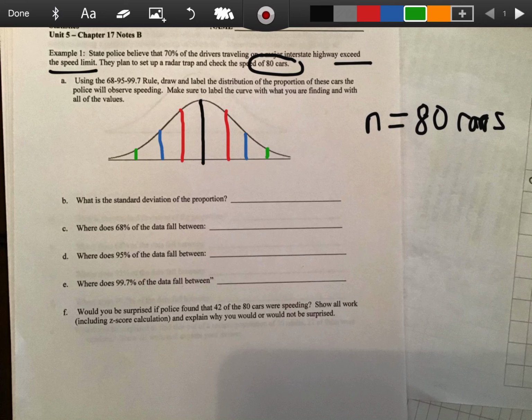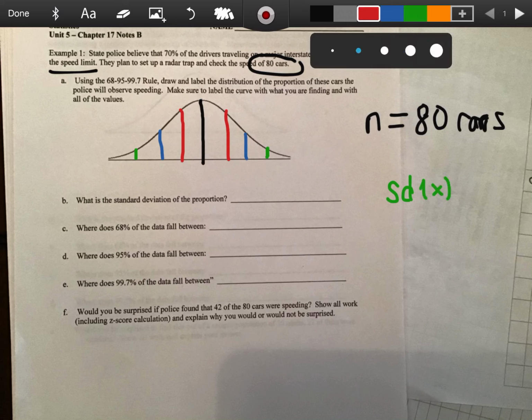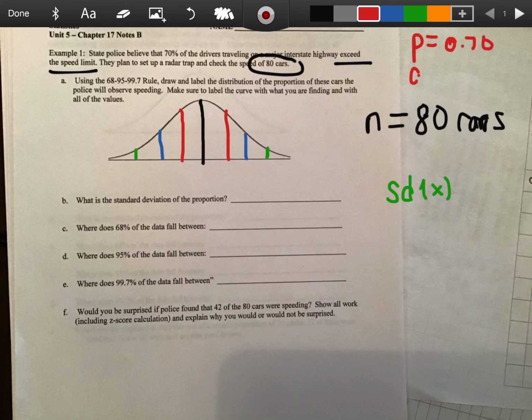Sorry. So the first thing we have to be able to do with this information is find our standard deviation of the proportion. Now remember, at any point in time, we believe that we have a 70% chance of finding a car that is speeding, which means my failure would be not speeding, which is the opposite, a 30% chance of finding a car that is not speeding.